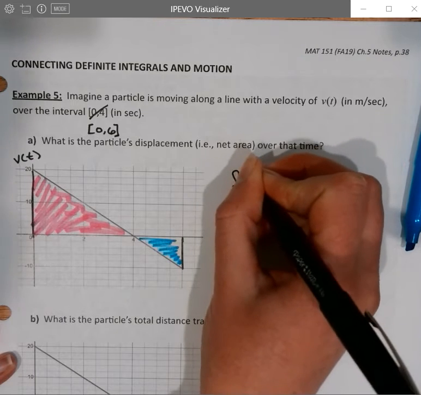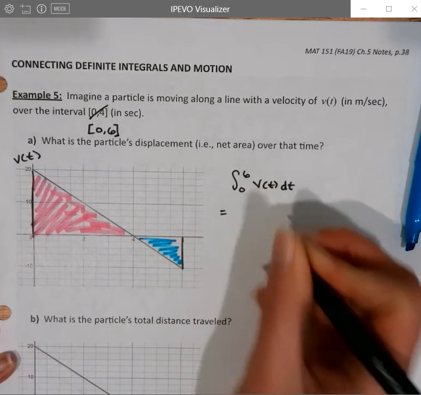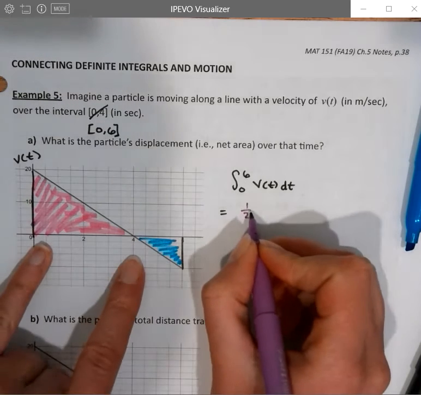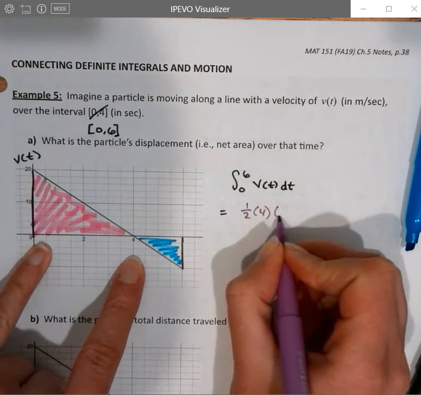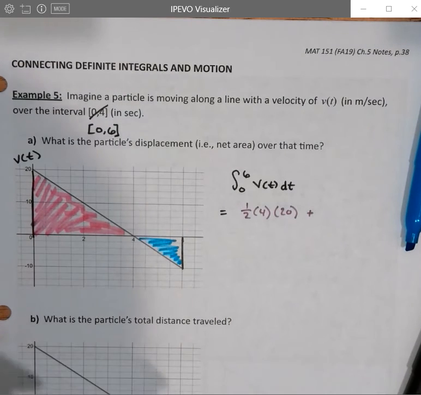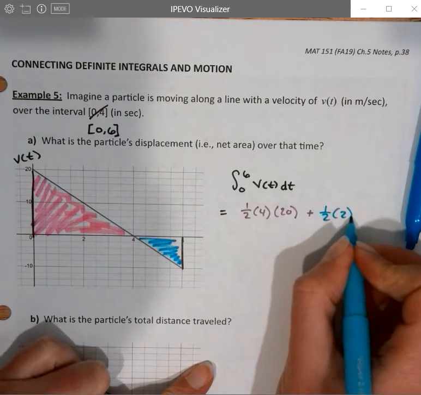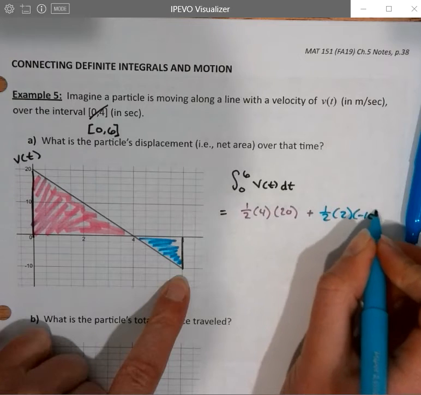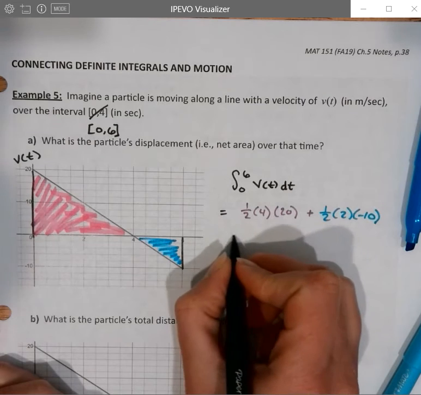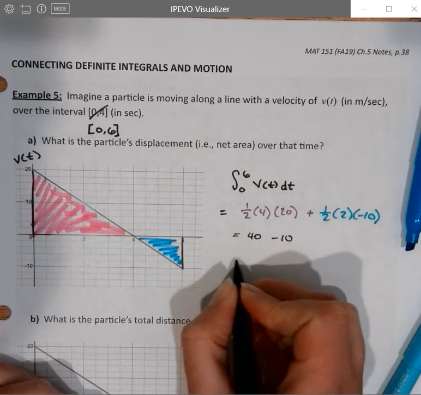And so setting it up, the integral from 0 to 6 of the velocity function is equal to our triangular area here, so 1/2 base of 4 times height of 20, and then plus the other portion is going to be 1/2 base of 2 height of -10. Okay, so this comes out to, let's see, 40 minus 10, so 30.